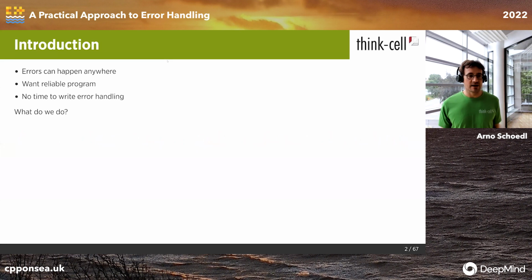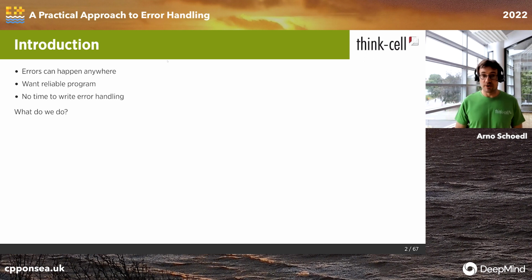Now, first of all, a little intro. Of course, we know that errors can happen anywhere, and we all want very reliable programs. But of course, we have no time at all to write error handling code. And the question is, what do we do? How do we deal with this problem? That was the question that we asked ourselves when we started ThinkCell. And basically, I want to present you with the result of how we actually did it. For the good past 20 years now, we've refined that strategy a little bit here and there, but fundamentally, that's what we stuck to.